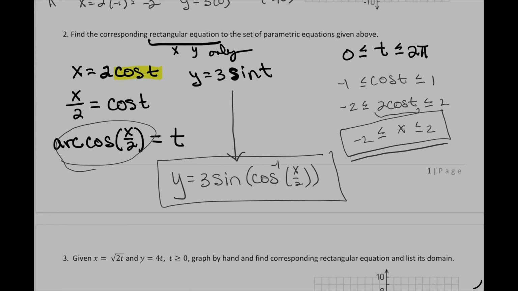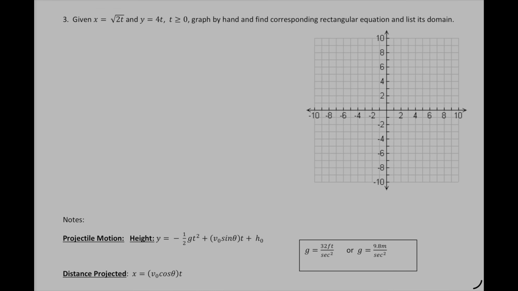There's our domain. I could certainly talk about range also, because we know that the sine function only outputs between -1 and 1, and we are multiplying that by 3. So the y values, if we wanted to go one step further, toggle between -3 and 3. Okay, so this right here is the rectangular equation. Parameter t is gone, okay? All right, let's go here. We're just going to review this one more time, and then we'll get into some fun application problems.